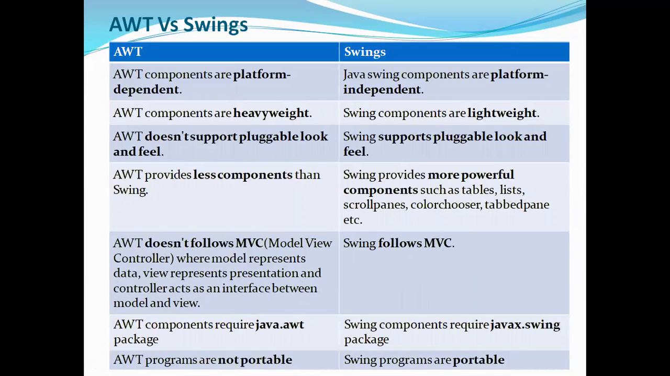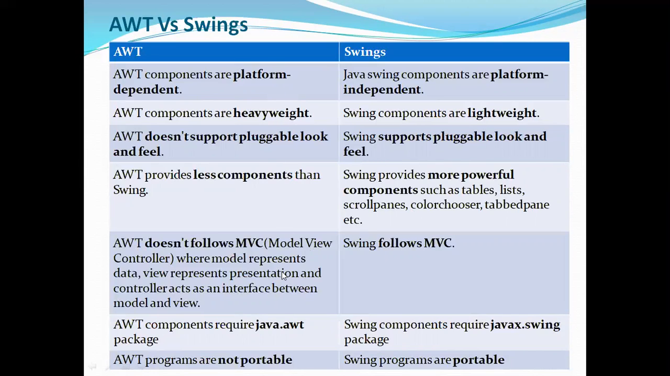Next, AWT requires a package called java.awt. We have seen in the previous video that for creating frames and so on, first we were importing the package called java.awt. Whereas for Swings, we need the package called javax.swing. And AWT programs are not portable, whereas Swing programs are portable, so they can be shifted to different platforms. So these are the differences between AWT and Swing.